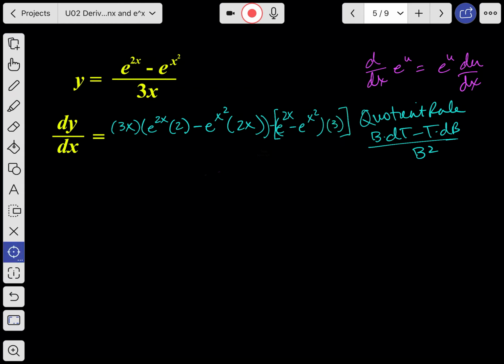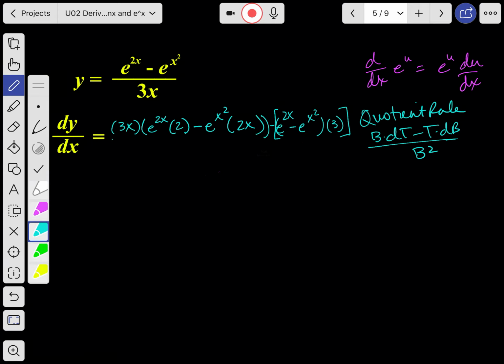Okay, so let me just make sure I've got this right. This is bottom times derivative of the top, derivative of u du dx. This is the inside function, minus e to the u times du dx. So bottom times derivative of the top minus the top times derivative of the bottom. And that's all going to be over the bottom squared. So 3x quantity squared would give me 9x squared.